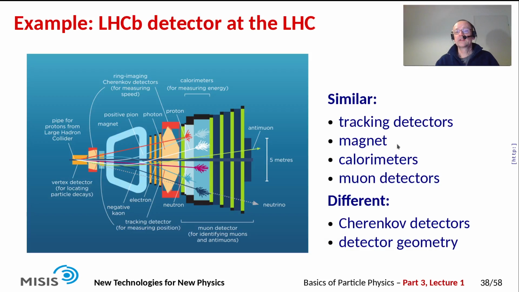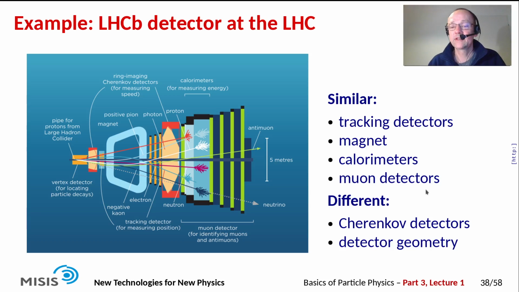Now we look at another experiment at the LHC, the LHCb detector. And this LHCb detector has essentially similar detector elements. It also has tracking detectors. It also has a magnet to measure momenta. It has electromagnetic and hadronic calorimeters. It has muon detectors. But there are important differences.